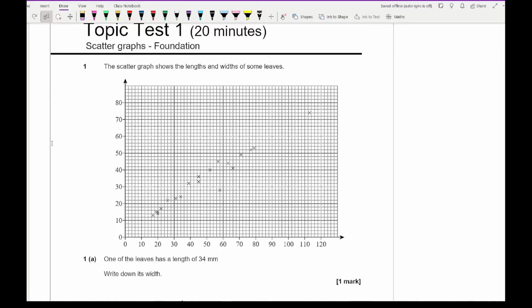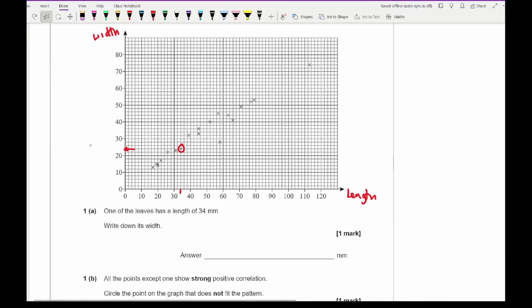Now one thing I noticed from this scatter diagram, this is probably just due to copying, is that the labels of the axes are missing. So let's just label this as length and let's label this vertical axis as the width. So what we need to do is find the length of 34, which is along the bottom, and you can see it's going to be this x here. So then if we scroll across to find out the value, we can see that the width of that leaf is going to be 24 millimeters.